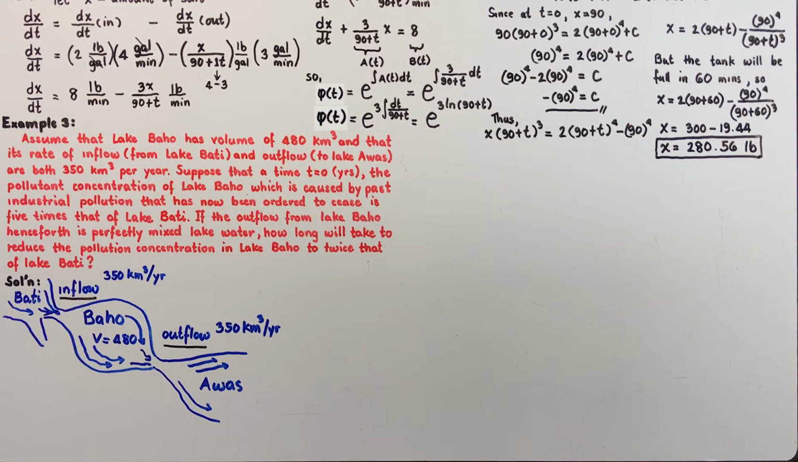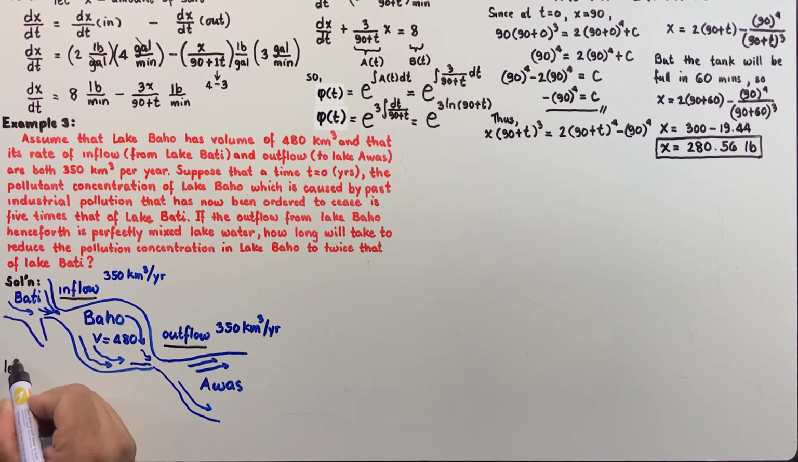Now the question is, if the outflow from Lake Baho henceforth is perfectly mixed lake water, so the existing lake water which is 5 times as polluted as Lake Bati, then how long will it take to reduce the pollution of this Lake Baho to be twice as much as the pollution in Lake Bati? Because the pollution caused by industrial factories is already stopped at this time.